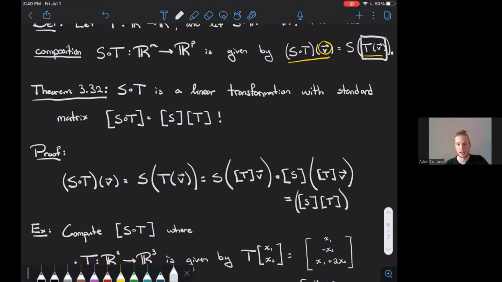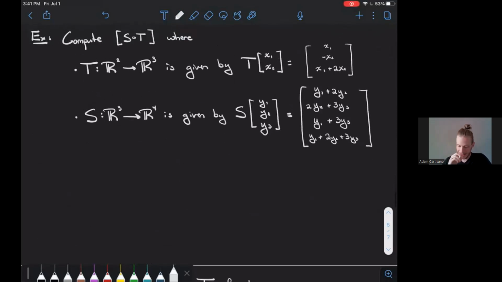This is some matrix. It is an M by P matrix. If you check the dimensions of all the matrices in sight, you'll see it's an M by P matrix. And you do that matrix times V. And these things are all the same. So yeah, this is the standard matrix. This is quite the amazing formula. If you want to compose two linear transformations and then compute its standard matrix, just do matrix multiplication. And that's going to be our example.